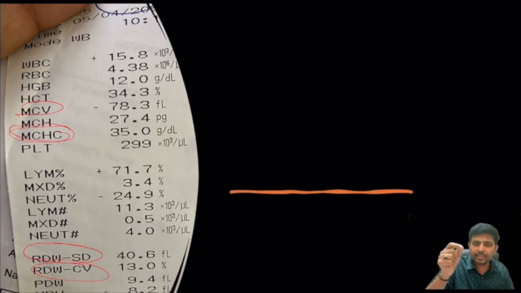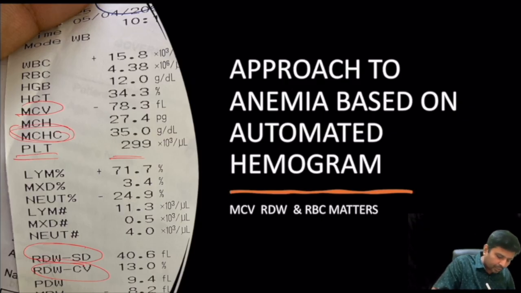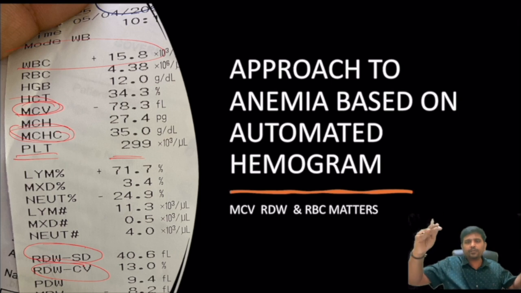So this is the approach to anemia based on the automated hemogram. What do you need to do? Look at whether other cell lines are affected. Anemia means hemoglobin and RBC number, but look at whether platelets are affected or not. Look whether your total count is affected or not. This is important because when other cell lines are affected, it can be peripheral destruction, or it can be due to bone marrow, or it can be due to hypersplenism.